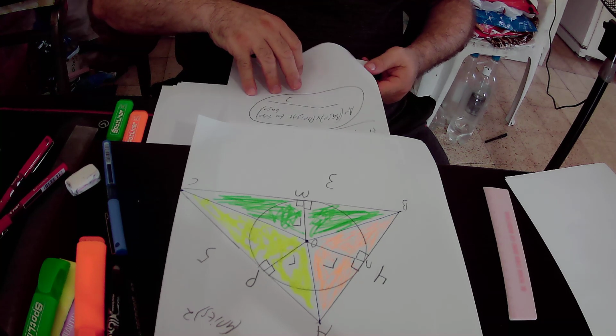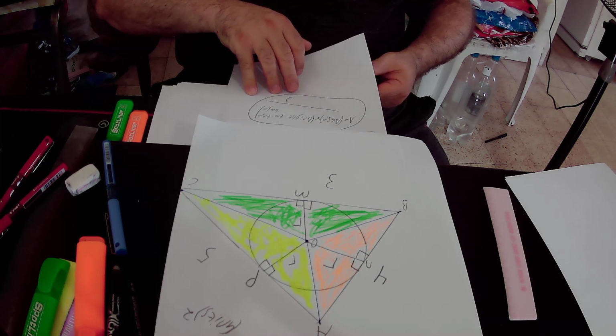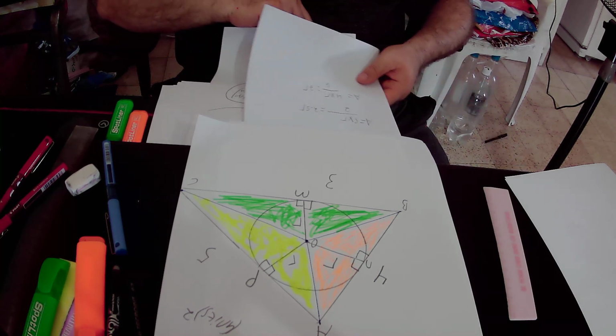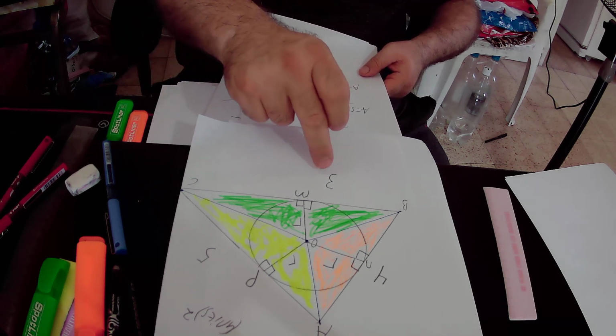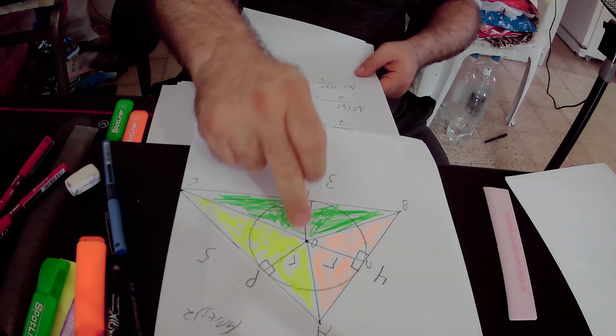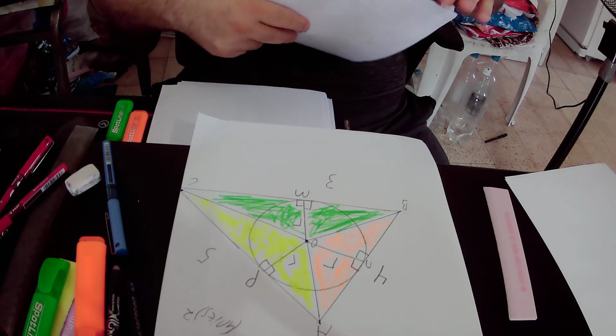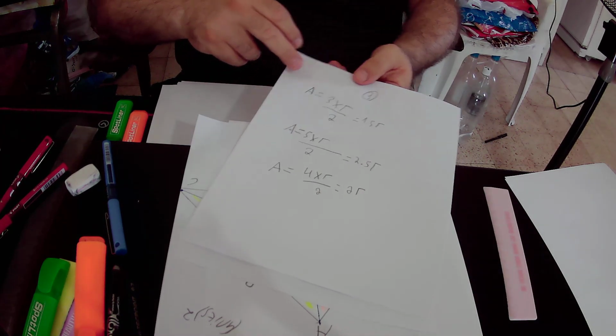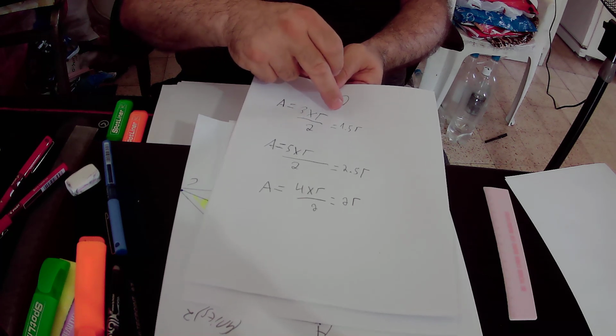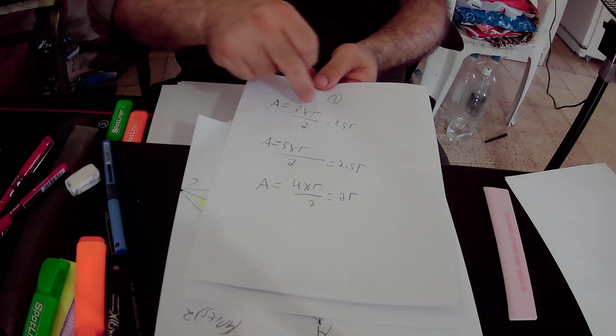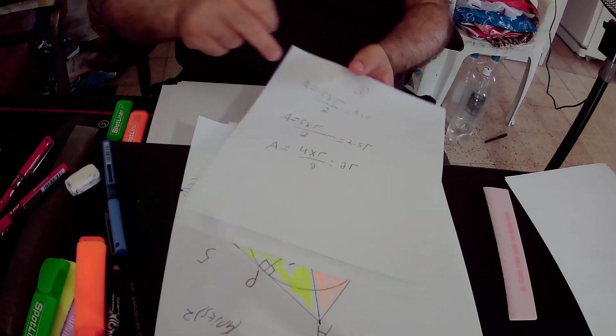The area of the green triangle equals the base of the triangle, that equals 3 units, times the height. The height is the radius, all divided by 2. So the area of the green triangle equals 3 over 2 times the radius. 3 over 2 is 1.5, so we have the area of the green triangle equals 1.5 times the radius.